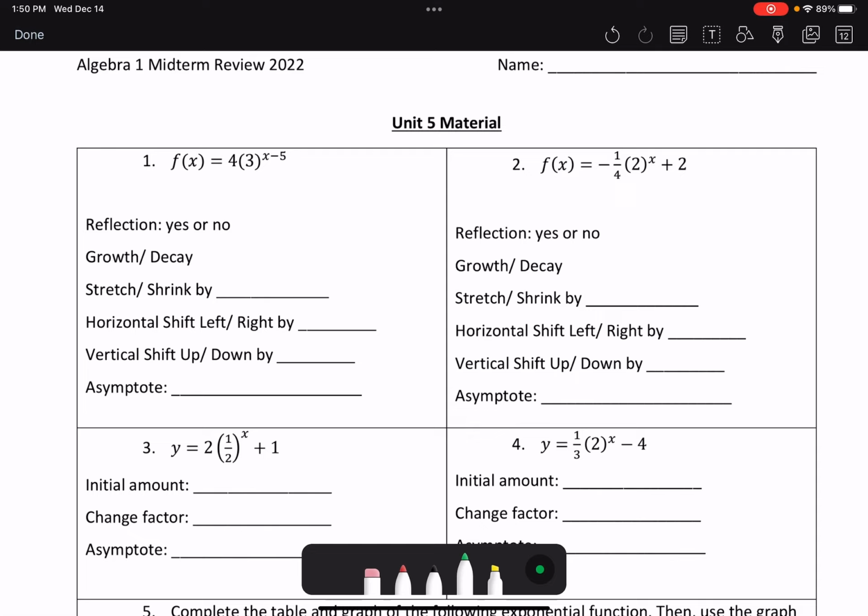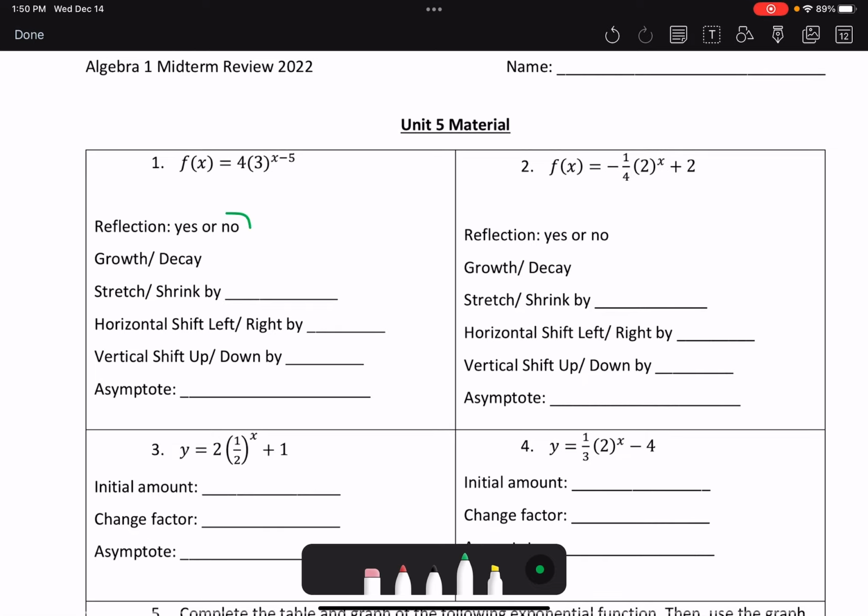So if I'm looking at f of x equals 4 times 3 to the x minus 5 power, in order to determine a reflection, I look at my a value. It's positive, so there's no reflection. Growth or decay is determined by my b value, which in this case is 3. 3 is bigger than 1, so this will be a growth.